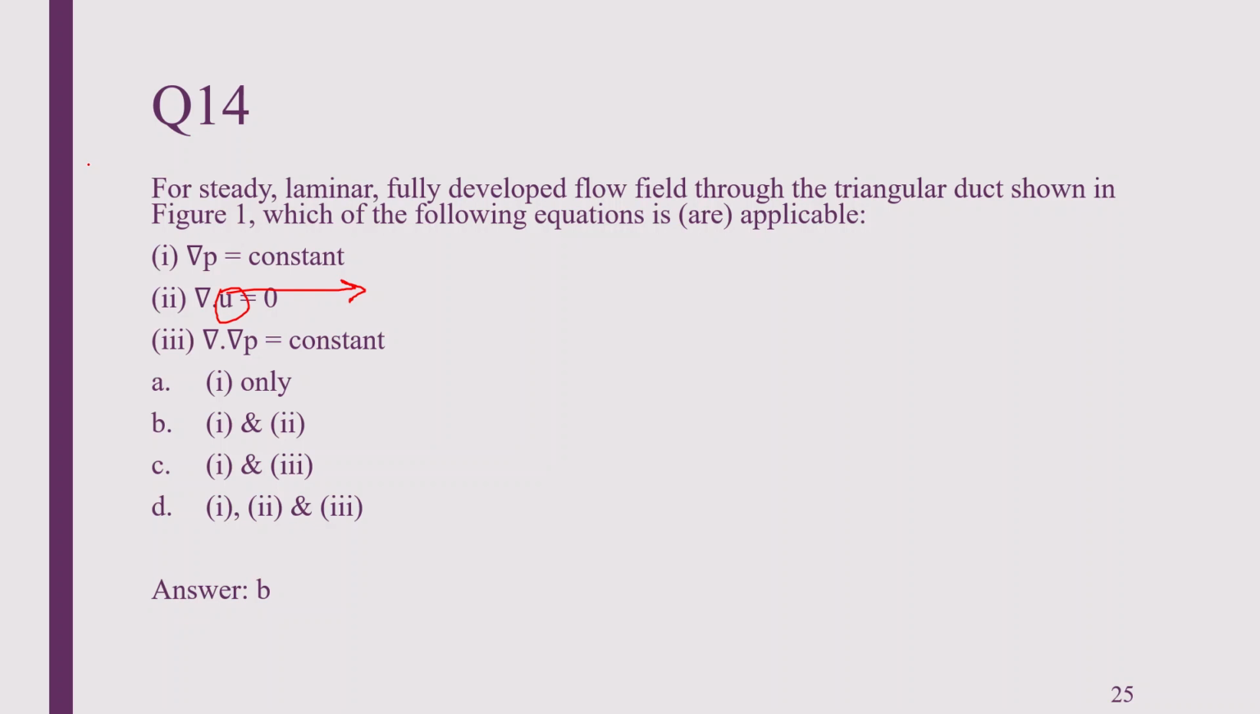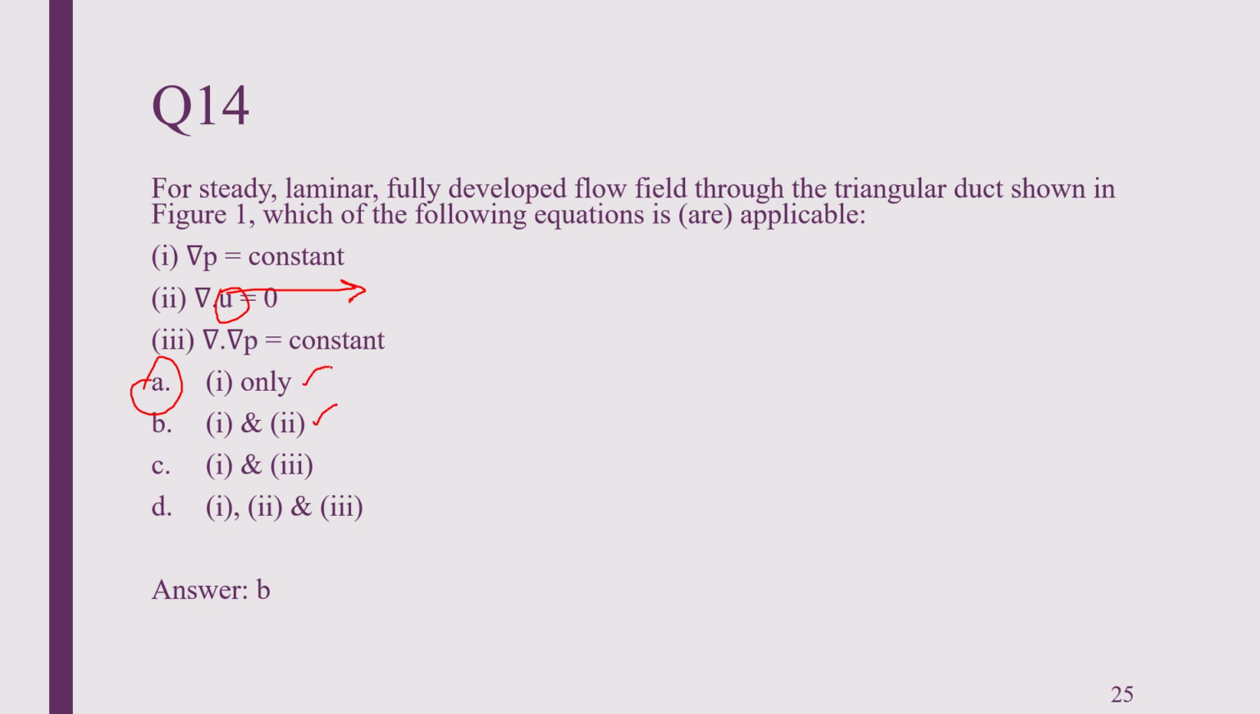Del dot delta p is equal to 0. It would not be constant. So the right statements are 1 and 2 only. So we'll see option A, it is given that the first statement is right, which is correct. On option B, it is given 1 and 2 are right, which is correct.